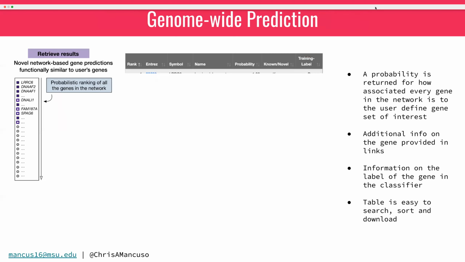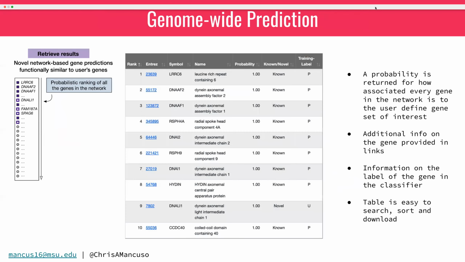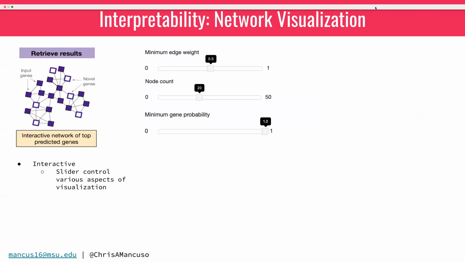Okay, here, a quick thing about the results. When the model runs, it will return a probability of how associated every gene in the network is to the user-defined set of genes. There are also links to extra information on the genes, such as whether it was known, a positive, unused, or a negative gene. So it's a prediction for every gene in the network.